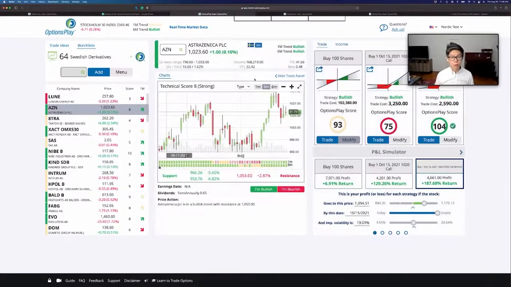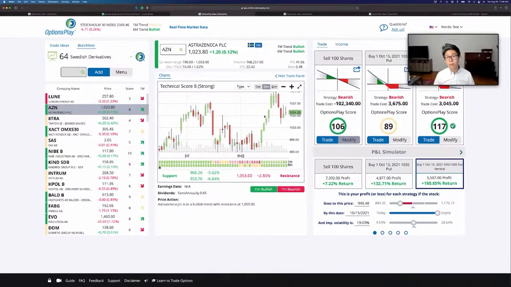And not only do we provide you with underlying data for this stock, such as 1 month and 6 month trends and technical scores, so that you can quickly gauge the directional view of an underlying stock, but also things like earnings and dividend data, so that you can look at that type of information before you make a decision. Then you can either select I'm bullish on the stock and see 3 bullish strategies, or select I'm bearish to see 3 bearish strategies, depending on your view of the underlying stock.